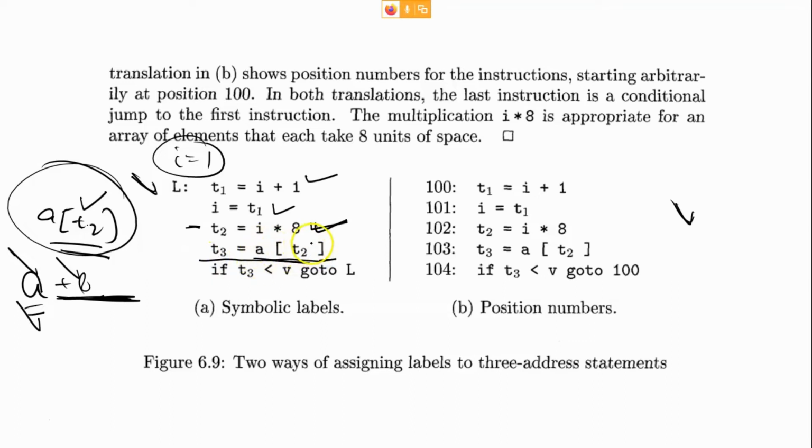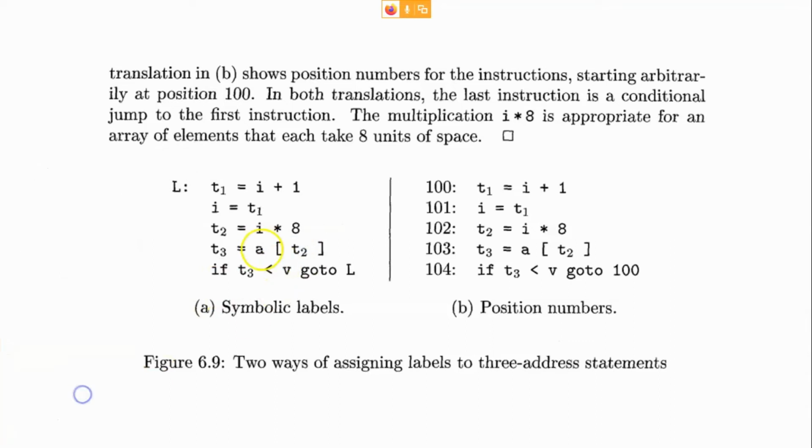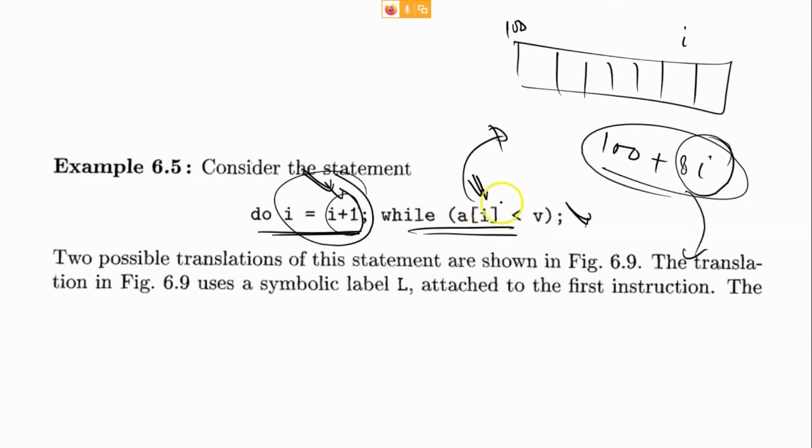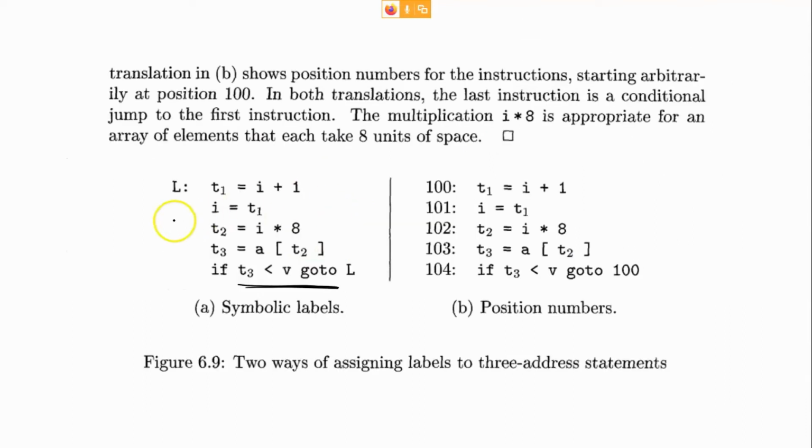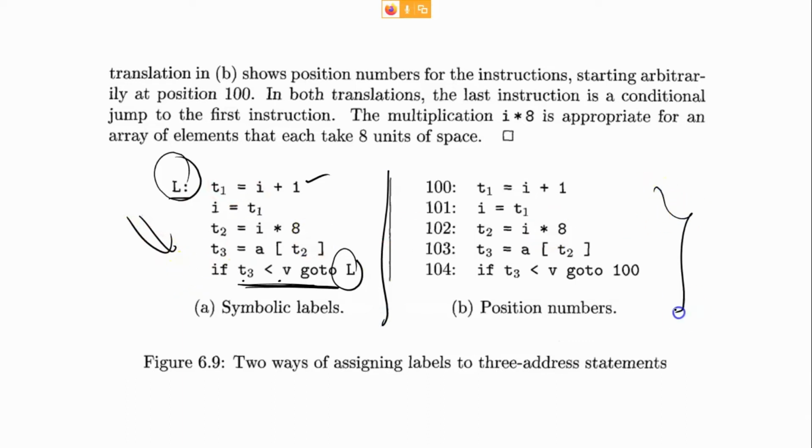Like this is not an index, this is not an index. Okay, so then what we do, we can do this conditional jump. Of course, this is the conditional jump: if this value is less than this value, then you can again jump to the label L. So if this value T3 is less than V, then you can go to L, and this L is this. Okay, so this is one possible 3-address code, and this is another possible 3-address code.